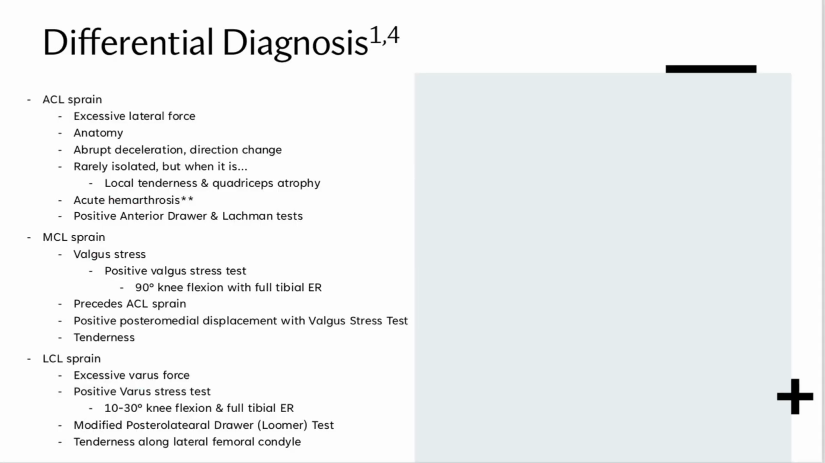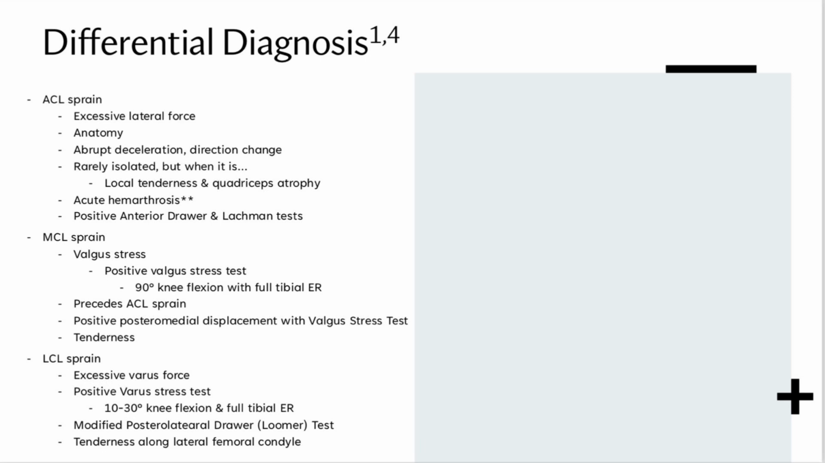Okay, for differential diagnosing, I wanted to focus on the other collateral ligament sprains. For the ACL sprain, it often occurs by excessive lateral force, and additionally, anatomy plays a role in an ACL sprain. For instance, if a person has a narrow intercondylar notch, joint laxity, or lower extremity malalignment, they are at an increased risk for an ACL sprain. And as far as demographics go, women are 2 to 8 times more likely to sustain an ACL injury when compared to men. In addition to excessive lateral force, ACL sprain may occur due to abrupt deceleration or a direction change.